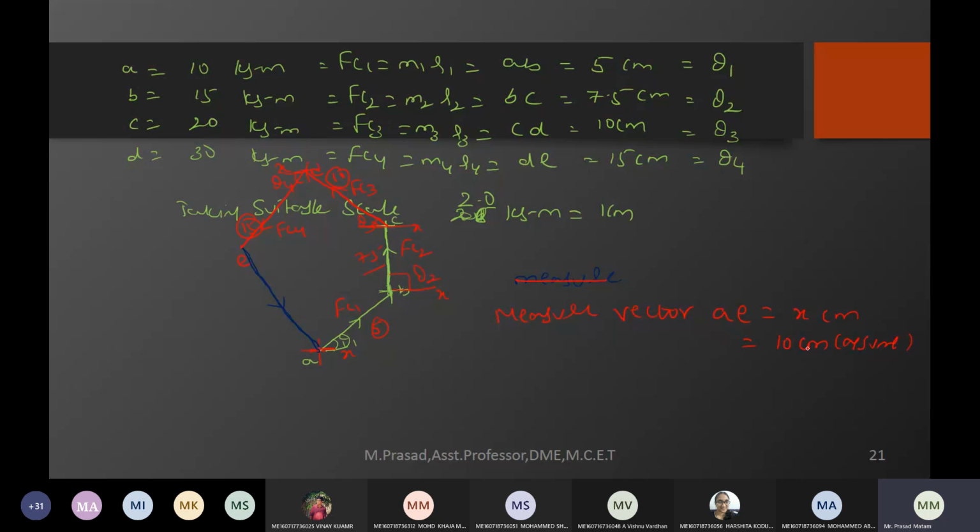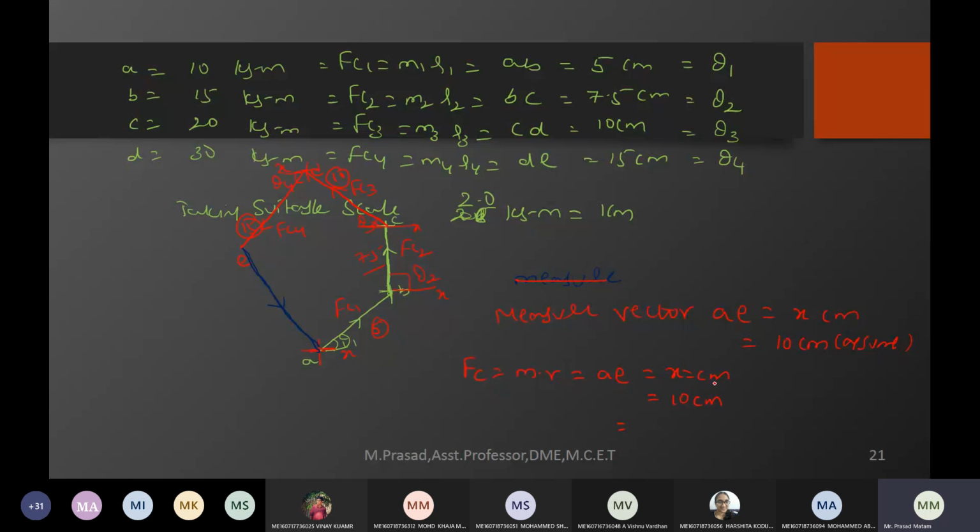Okay, I have not drawn with the scale. I'm just assuming this x centimeter, which is equal to 10 centimeters. Now convert the centimeters into force vector. This AE gives the balancing force Fc, which is given by m into r, which is nothing but vector AE, whose length is x centimeters. This x I am assuming as 10 centimeters.